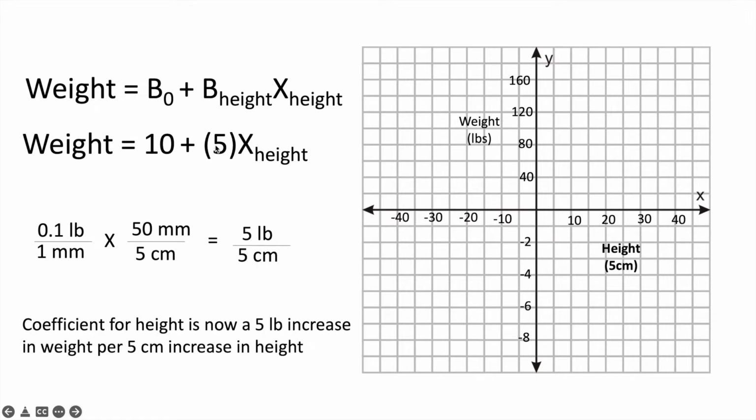So now our coefficient has a different meaning. It changed a little bit. Weight equals 10 plus 5x. So now this coefficient is a 5 pound increase per 5 centimeter increase in height. And you'll notice here that the x-axis is in increments of 5 centimeters. So although it's going up like 5, 10, 15, 20, each unit here represents 5 centimeters. So this 10 here is 10 5 centimeter increments, which represents 50 centimeters.